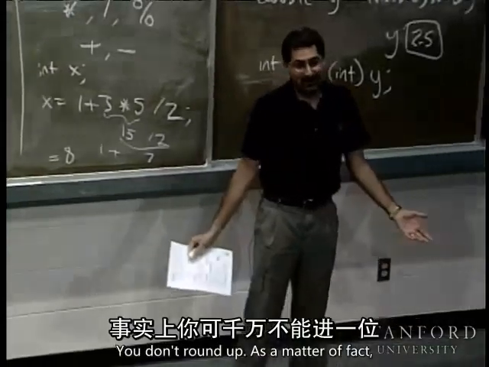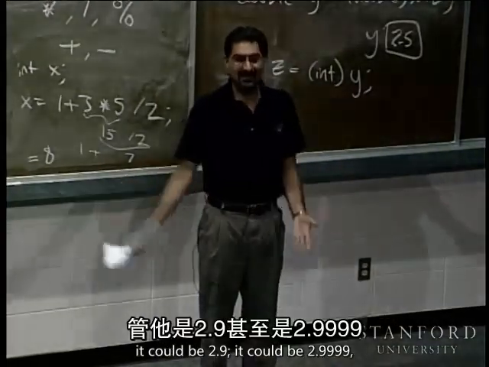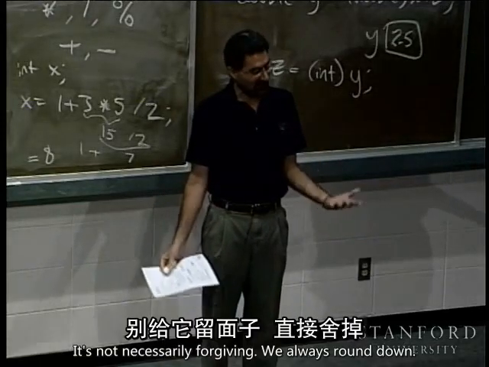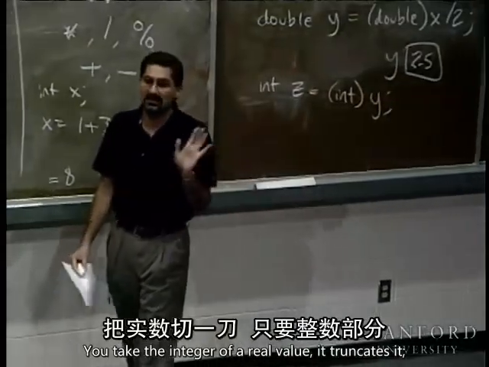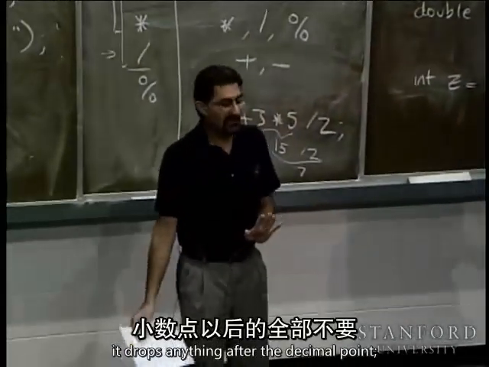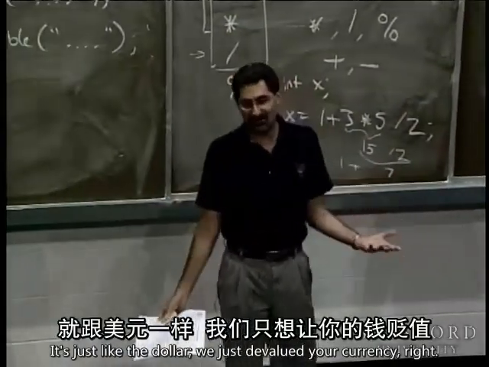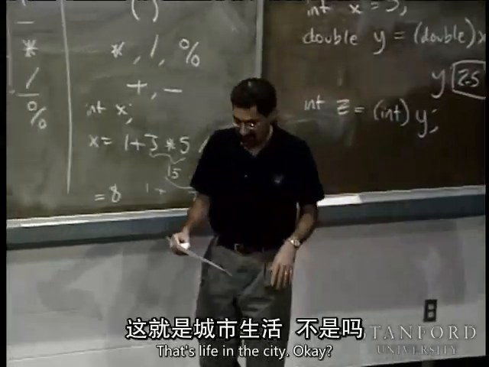No. You don't round up. As a matter of fact, it could be 2.9. It could be 2.99999. You still don't round up. This is computer science, it's not necessarily forgiving. We always round down. You take the integer of a real value, it truncates. It drops anything after the decimal point. Doesn't matter how big it is. Sorry, it's just like the dollar. We just devalue your currency, right? It just drops everything after the decimal point. That's life in the city.